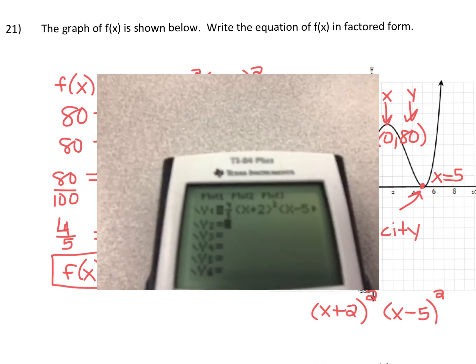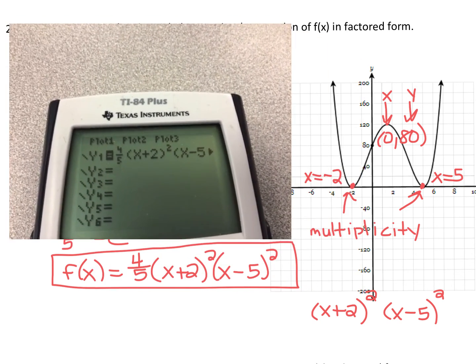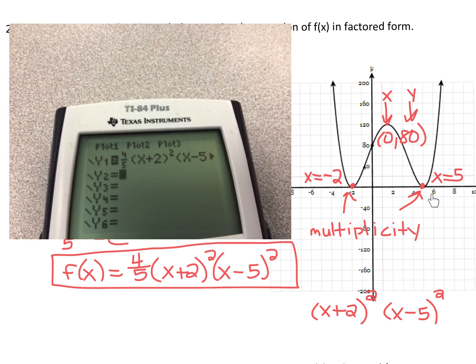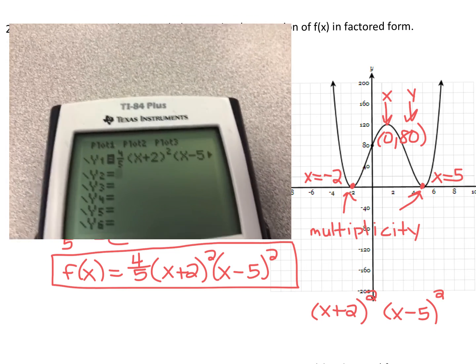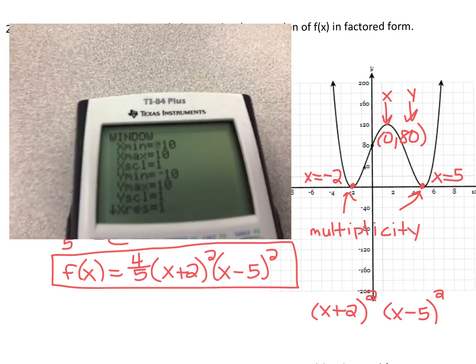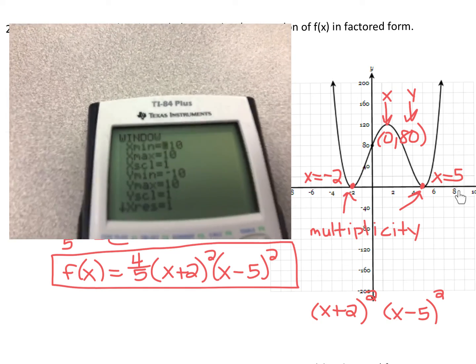And I'm going to have to fix my graph. Let me just move this over. Because if we look here, this is going all the way up to 200. So I think my x-axis should be fine, right? Because if I hit window, my x min is -10 and my x max is 10. So -10 and 10, that seems good.